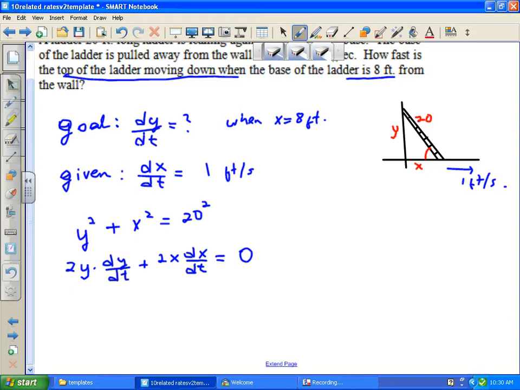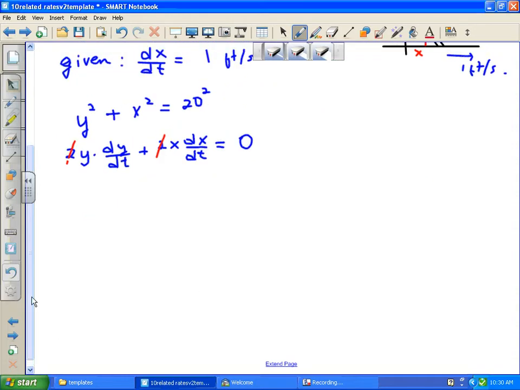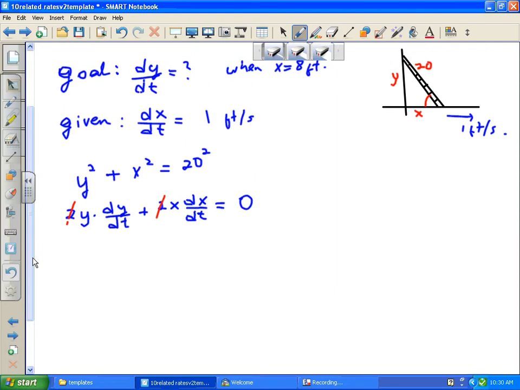Okay. Now, we can divide both sides of this equation by 2, so we can get rid of these unnecessary constants, making our equation a little bit easier. Now, I need to have y times dy/dt. Well, they give us x, so at the moment, I don't know what y is, but can I figure it out? Yes, if x is 8, y is unknown, and this side is a fixed number of 20, we can get what y is, once again, using the same equation over again.